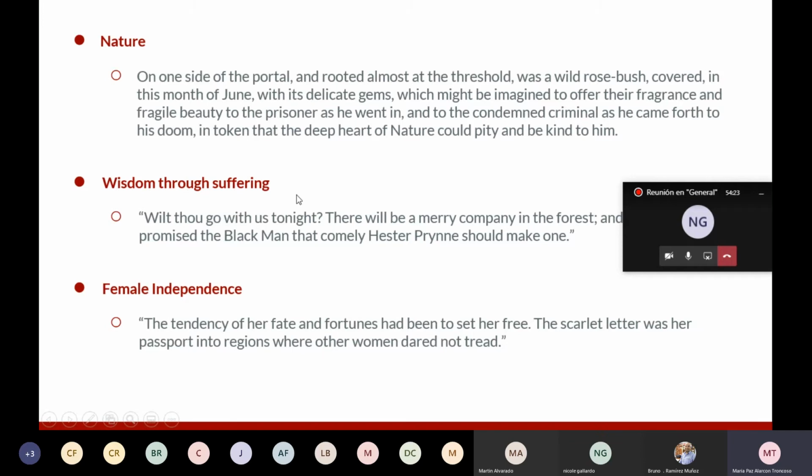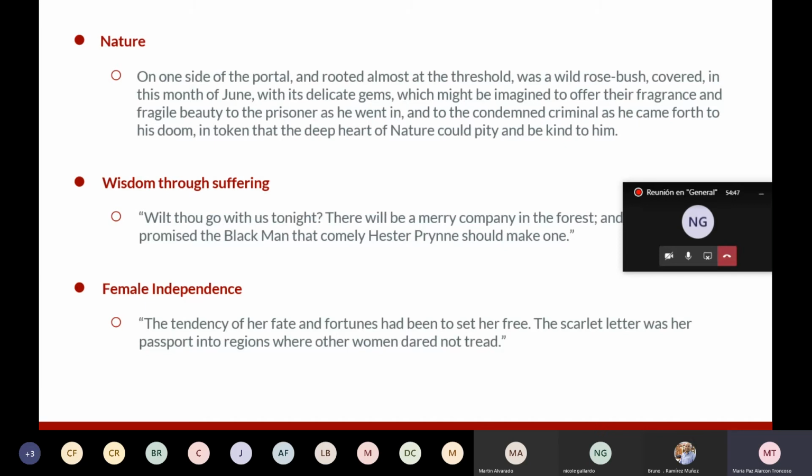Another theme is wisdom through suffering. We can see in the story that some characters evolve. For example, Hester acquires wisdom and evolves as she becomes respected for being a very helpful person in the community, and people start seeking her advice. Also, she becomes a more independent woman and mother. But of course, it came with a price.